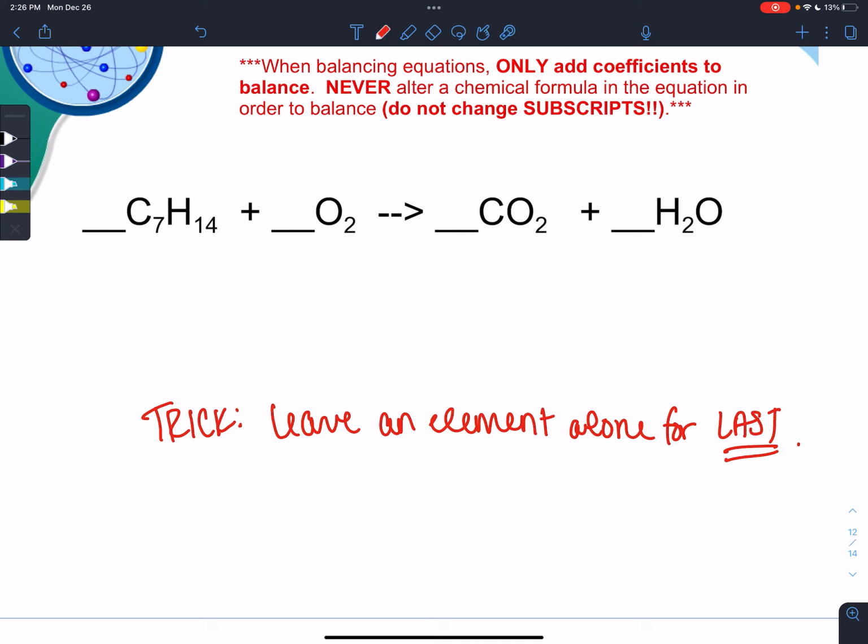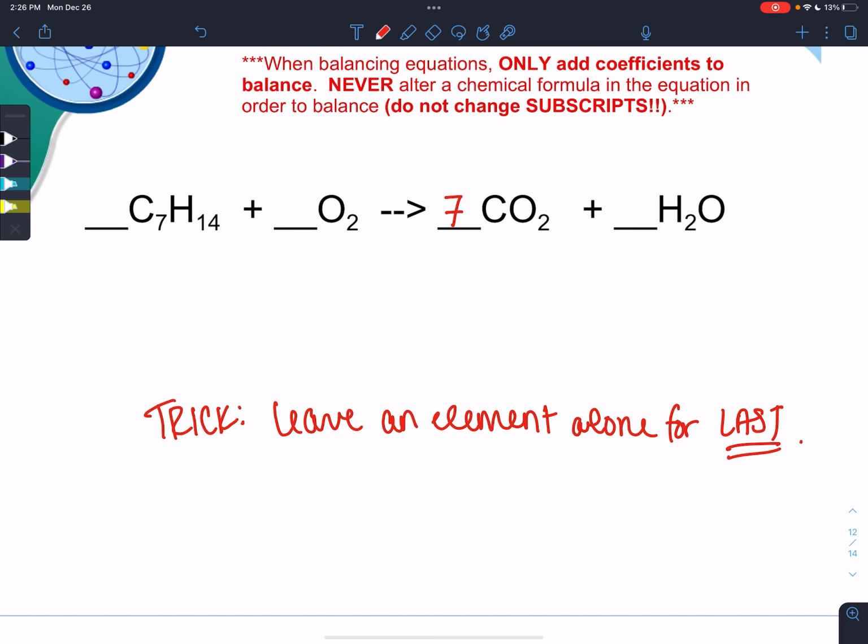So let's see. We've got, my little highlighter here. So we got 7 carbons, and here we've got 1 carbon. So I'm going to put a 7 right there. Then we've got 14 hydrogens, and we've got 2 hydrogens on this side. So I'm going to put a 7 right here. So now my carbons and my hydrogens are completely balanced.